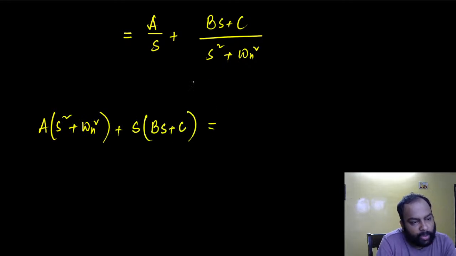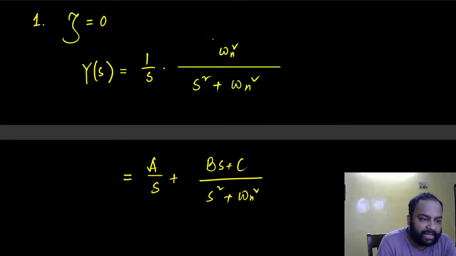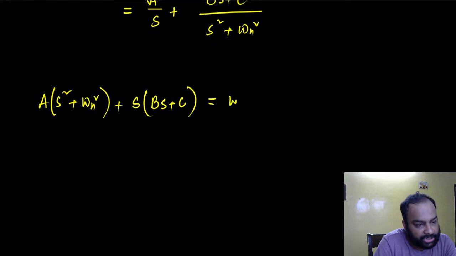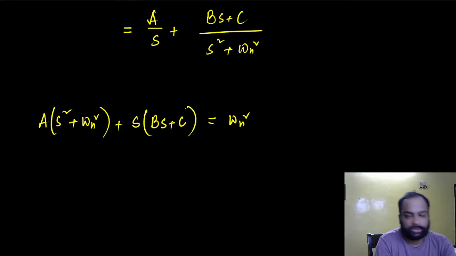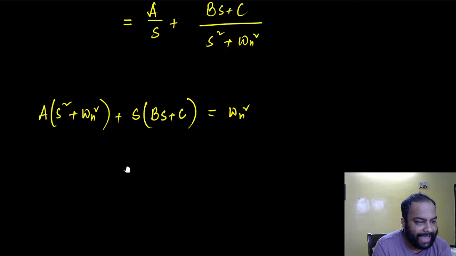So that would be the numerator if I consider this type of partial fraction here, and that numerator is essentially omega n square. Again, this is an identity, this is not an equation. So this is supposed to be true for every possible value of s, and with that in mind, we are going to figure out the values for A, B and C.